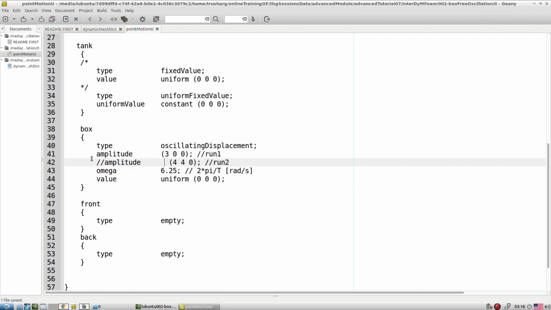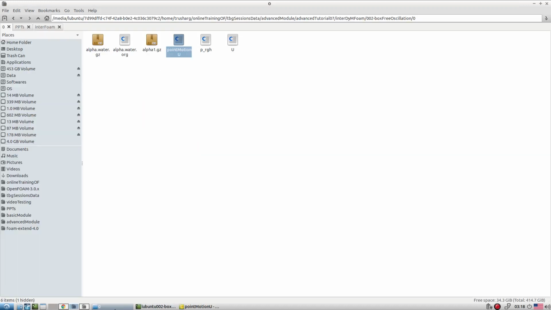So I specify the oscillating displacement, and the amplitude I specify as 3 in the x direction. And this is the frequency with which it is coming and going in the particular x direction. Along with that we have an entry for all these things. So let's have an idea.